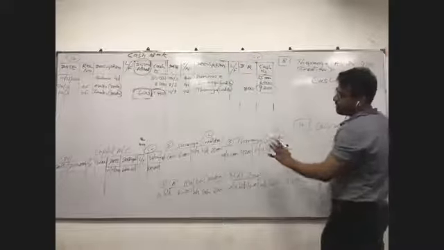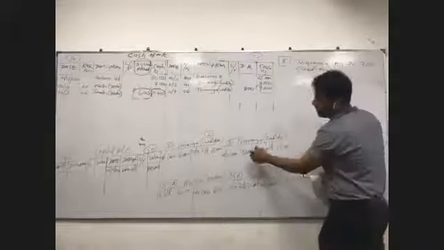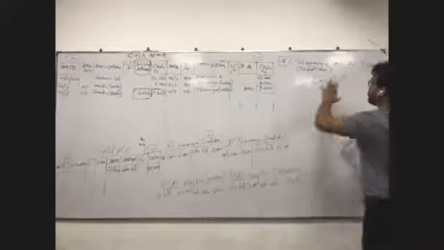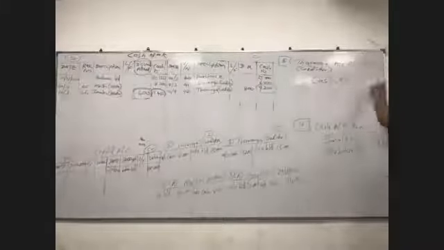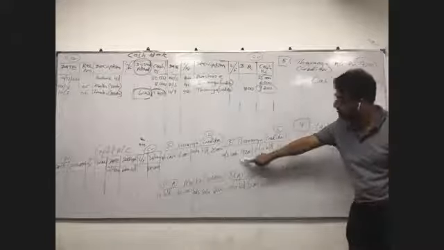So the double entry is cash credit, Taranga debit. This is the double entry. And I have also written it here: Taranga debit, cash credit. You can see Taranga debit, cash credit.